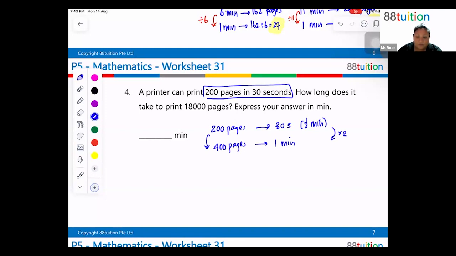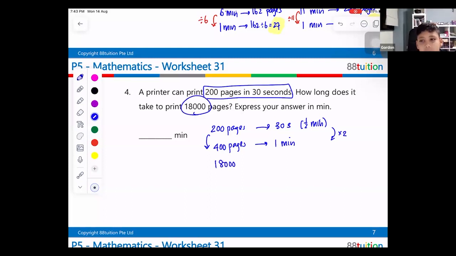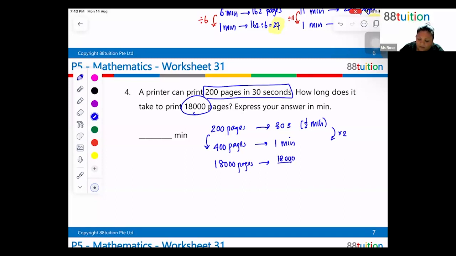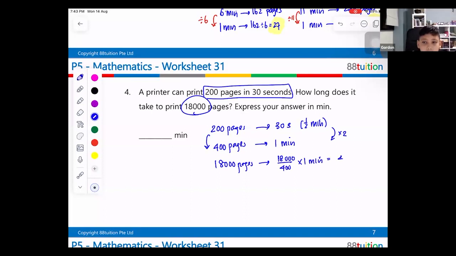So to print 18,000 pages, you have to do 18,000 divided by 400. That would be 45. So 18,000 divided by 400 times 1 minute, right? To give me 45 minutes. Okay, got it? Everyone okay?